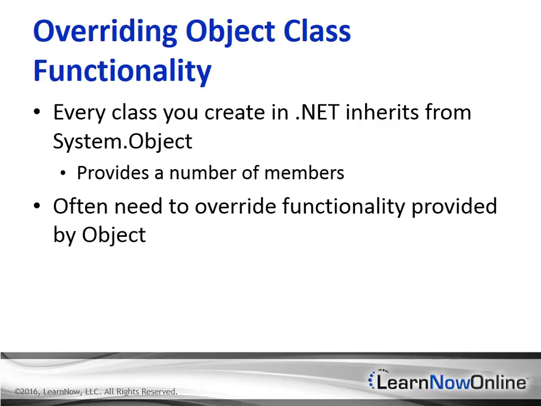You can, and often need to, override functionality provided by the Object class. For example, the Object class provides a ToString method. This method lets you display some kind of text information for the object upon request. Generally, classes use this method to provide information about the current contents of the instance of the class. By default, System.Object's ToString method simply returns a string that contains the name of the class.